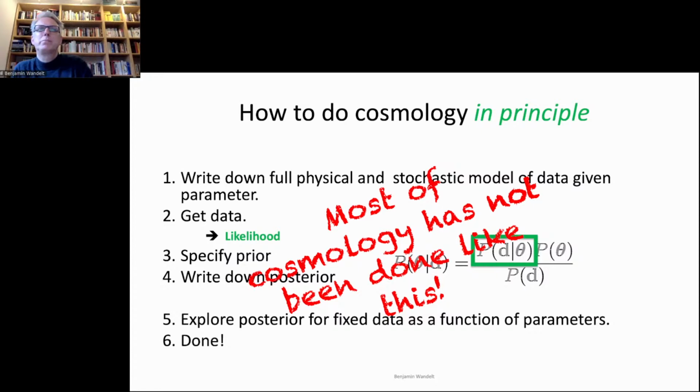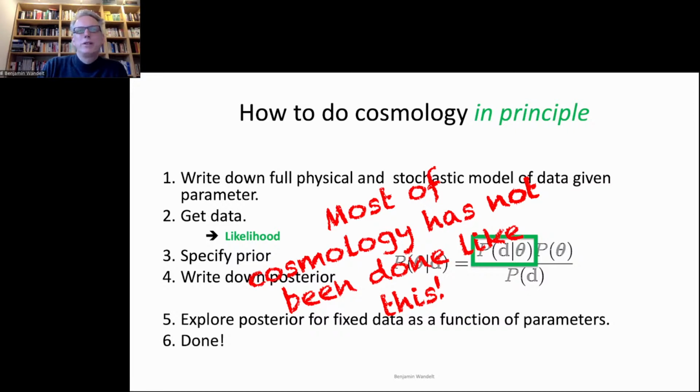Okay, so how do we do cosmology in principle? In principle, if you're just going to a Bayesian stats class, you write down a full physical stochastic model of data given the parameters, and then you get the data, and then you have everything you need to write down this green thing here, the likelihood. You then specify the prior, so you get this thing here, and then using Bayes' formula, you can write down the posterior here. Sorry, it's hidden by the stamp on top, but this gives you what you know about the parameters given the data. And then you just evaluate this function, search through this function, and that's it. Then that function tells you everything there is to know about the parameters. But this is not how most of cosmology has been done so far.